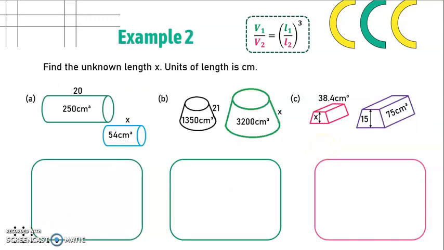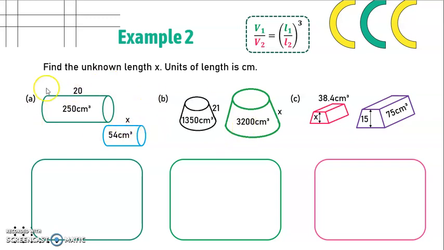So let's proceed to example 2. In this example, we are using this formula again. Find the unknown length. Units of length is centimeter. In this case, all the volumes are given. However, we have to find the unknown length.